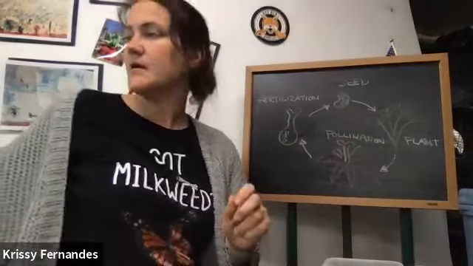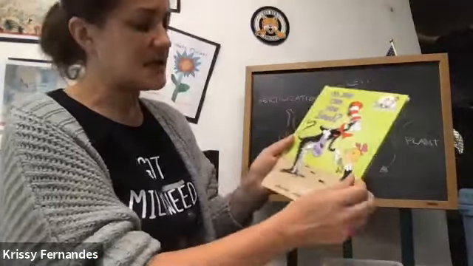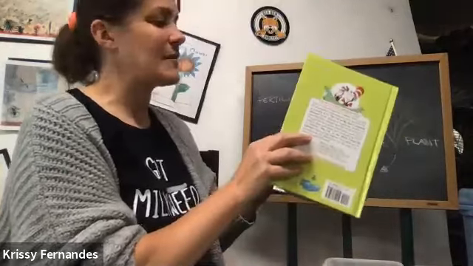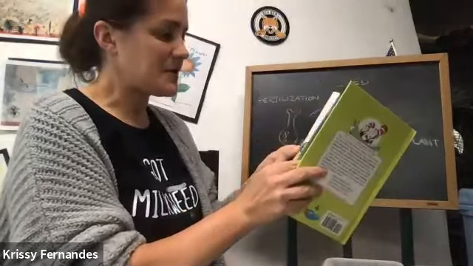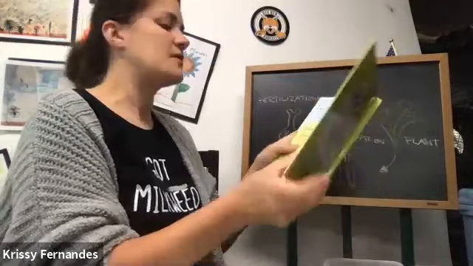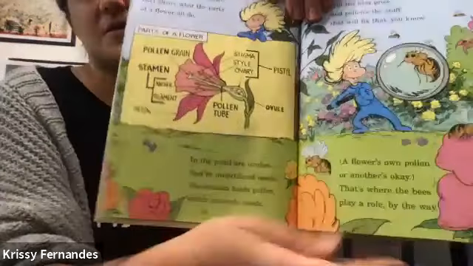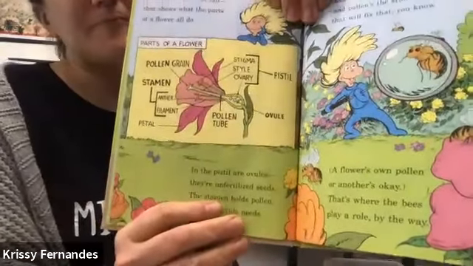I have a book here. It's Oh Say Can You Seed by Bonnie Worth. It's one of the Cat in the Hat Learning Library books. And I'm not going to read the book. There's actually a recording of this on our YouTube channel. But I did want to point out this picture because this is a great diagram of a flower.